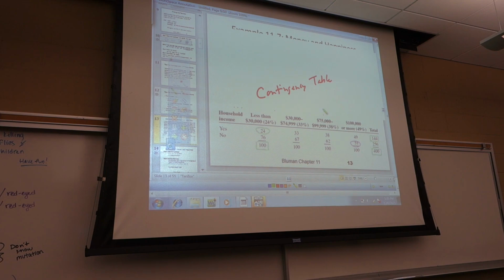So 144, so E11, this is the first row, first column, is 144 times 100 divided by the grand total of 400. For the last one, what row is that? It's the second row, fourth column, so this would be E24. You take, again, the row total times the column total divided by the grand total. So that's how you find those.